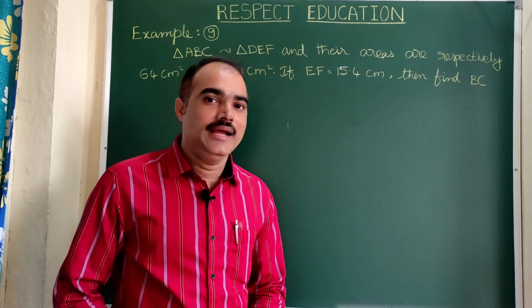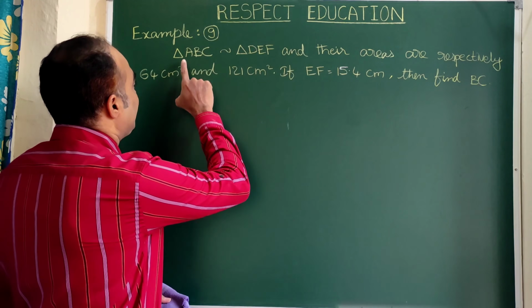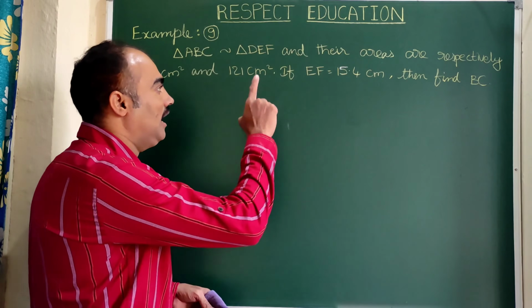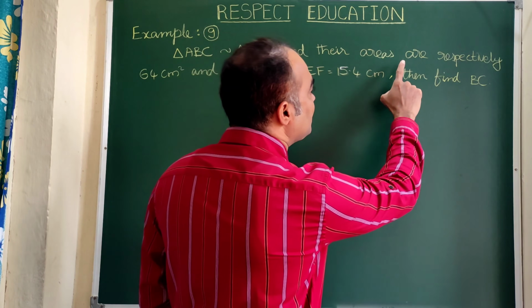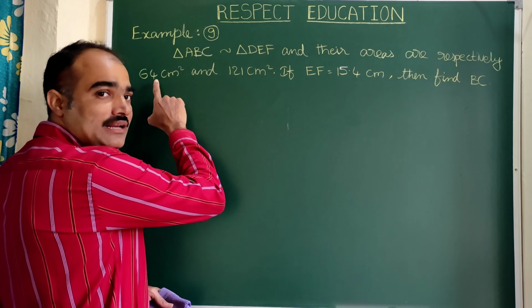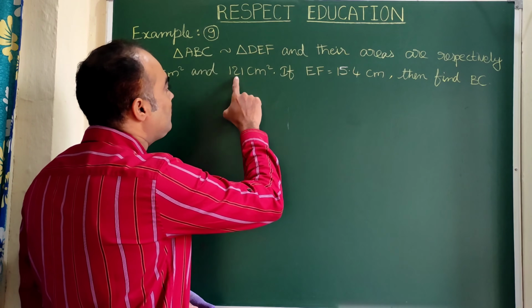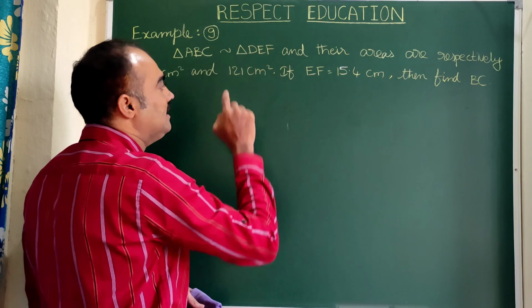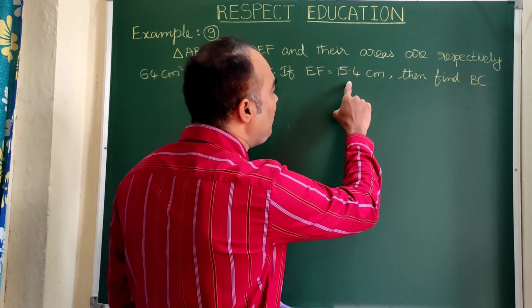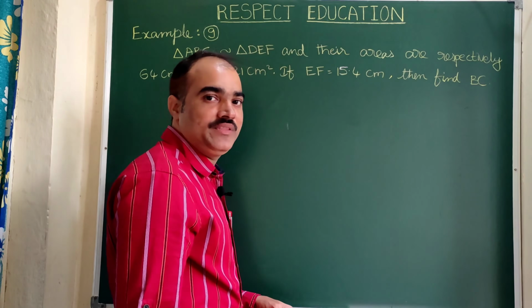Now let us see example number 9. Triangle ABC is similar to triangle DEF and their areas are respectively 64 cm², this is the area of triangle ABC, and 121 cm², this is the area of triangle DEF. If EF is equal to 15.4 cm, then find BC.